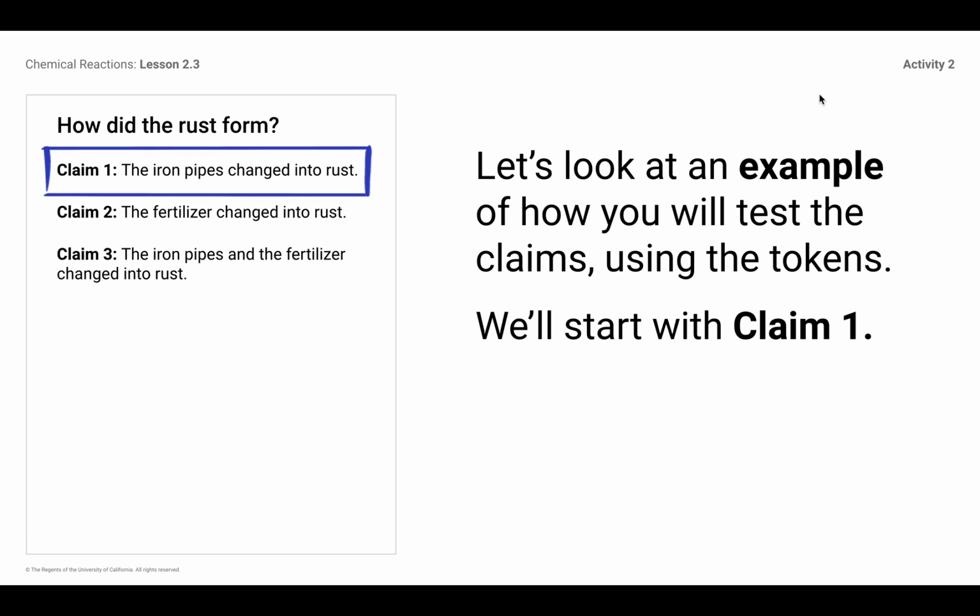Now, I want you to work with a partner, so you may have to wait if your partner is not exactly where you are in the video. You may have to just wait a second, let your partner catch up to you, and then go ahead and work together. We're going to start with claim number 1. Claim number 1 says the iron pipes changed into rust.